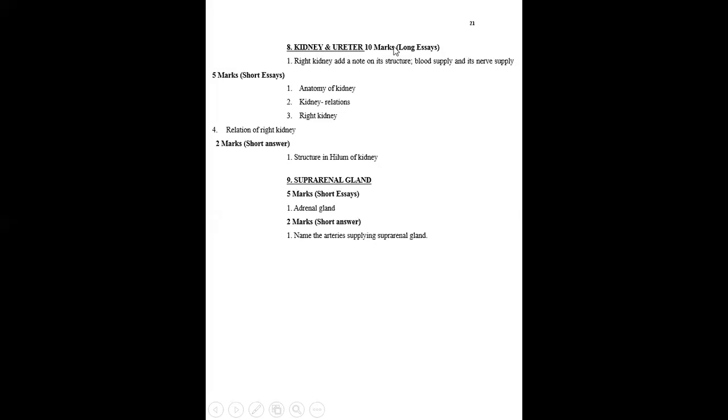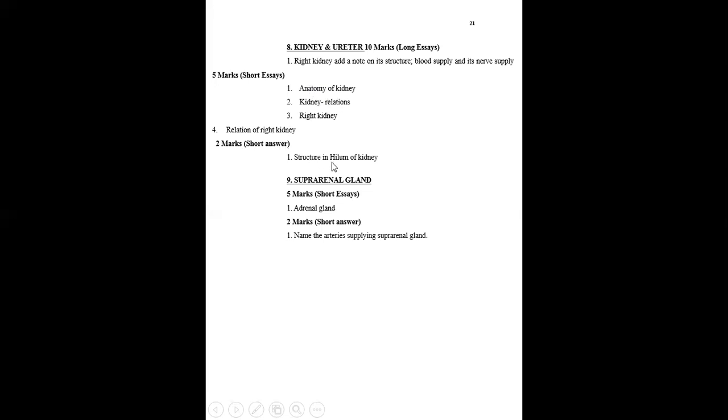Kidney and ureter chapter, 10 marks, long essay. Describe right kidney and add short notes on structure, blood supply, nerve supply. 5 marks, anatomy of kidney, kidney relations. So you need to mention both kidneys here. The third question is specifically asked for right kidney. And the other one is relations of right kidney. So relations are asked here frequently as 5 marker.